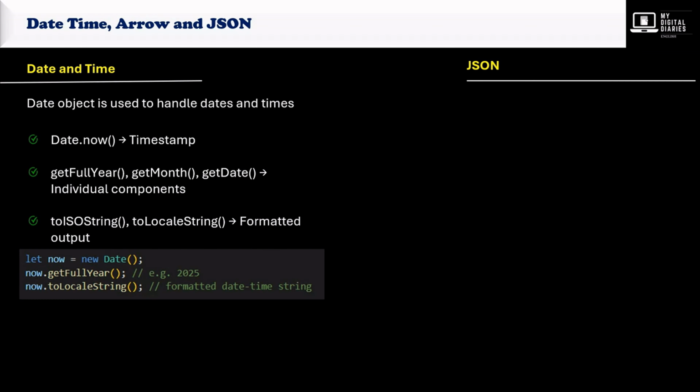Now let's talk about JSON. JSON stands for JavaScript Object Notation. It is a lightweight data format that is used everywhere in web development, especially when working with APIs. There are three important things to remember about JSON in JavaScript. First is JSON.stringify. This converts a JavaScript object into a JSON string.